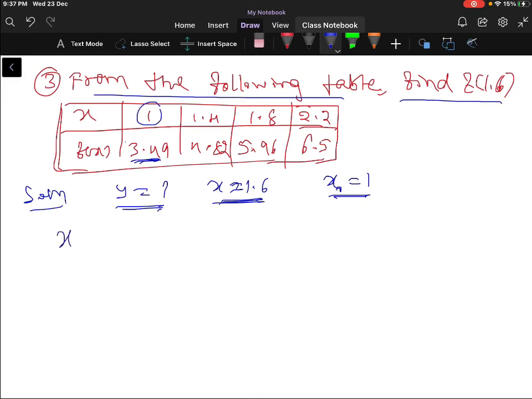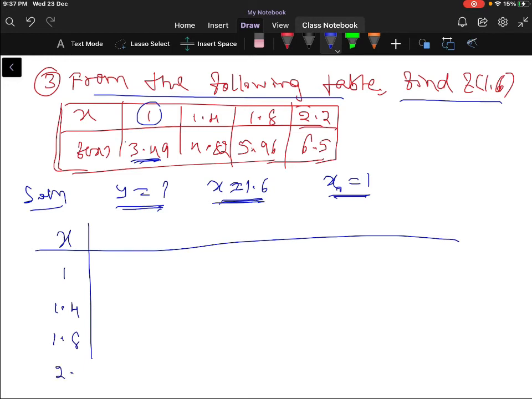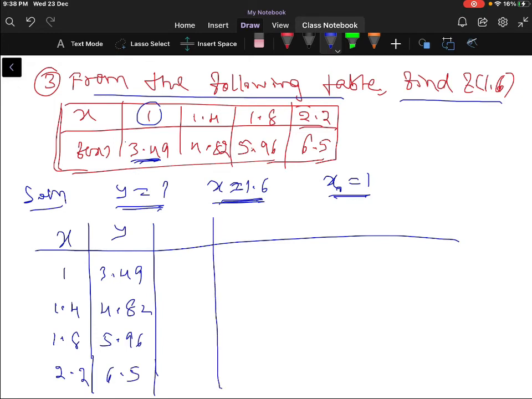We construct the forward difference table. Let us have the x values in the first column of the table, that is x is equal to 1, 1.4, 1.8, 2.2. In the second column we have the y values 3.49, 4.82, 5.96, 6.5.